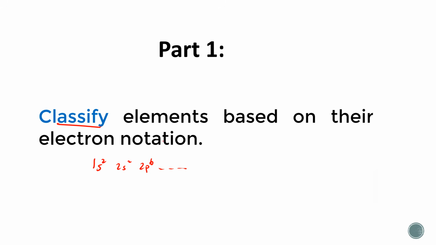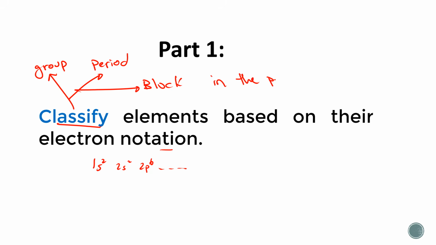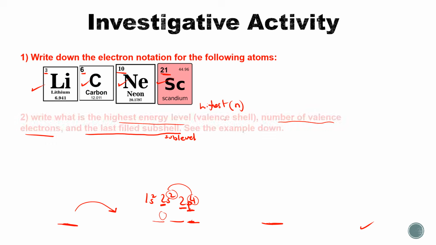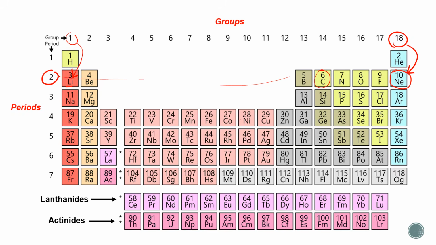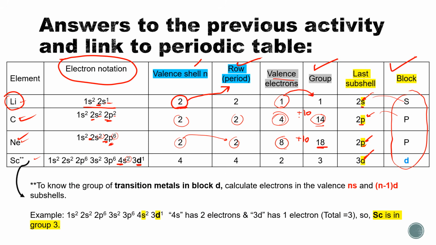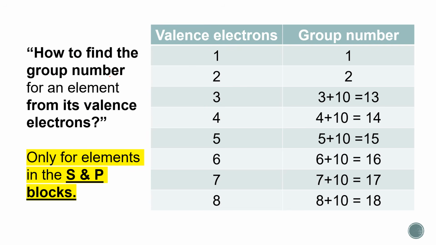Classify elements based on their electron notation. By classifying, we mean which group, which period, and which block in the periodic table. All right? So that's what we are focusing on here, guys. Now, there are some things here which we are going to discuss. For example, this plus 10. It's explained in this slide.